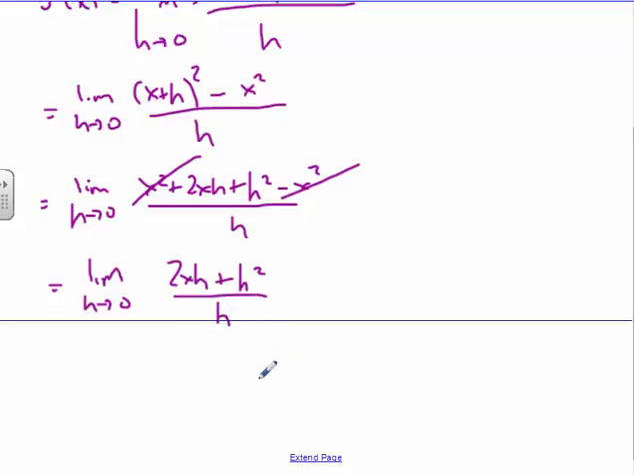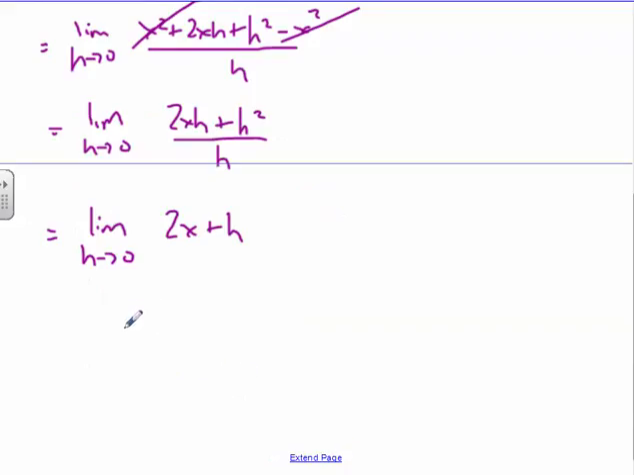And now you're going to see the trick, hopefully, is that all of these terms have an h in them. You can actually do some canceling, and you'll be left with 2x plus h. Well, now there's no reason why you can't plug in h as 0. So I'm going to do that now. It's now 2x plus 0. And so my final answer, this is the derivative. F prime of x, the derivative, is 2x, which basically is an equation.